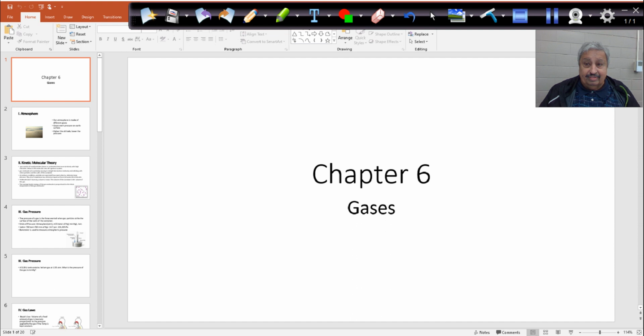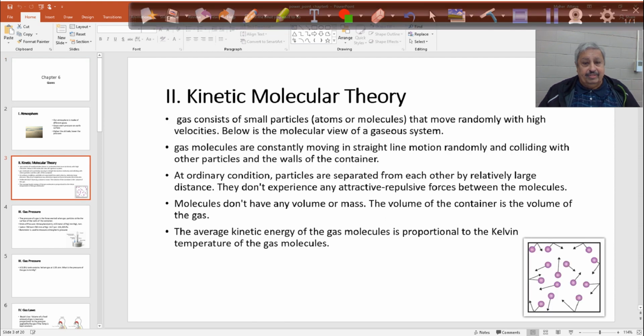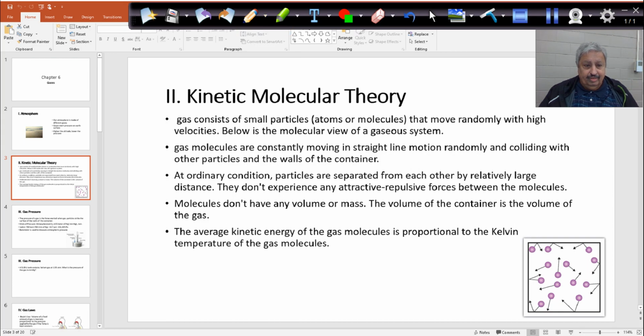It's not really difficult. So we'll start first with the kinetic molecular theory of gases. If you look at this, one of the very basic pieces of knowledge about gases is that gases are always moving in a straight line. We have to know that. They don't go in crooked lines.